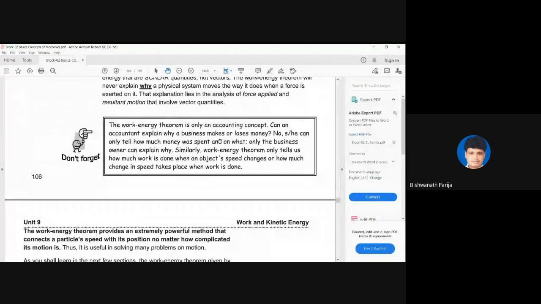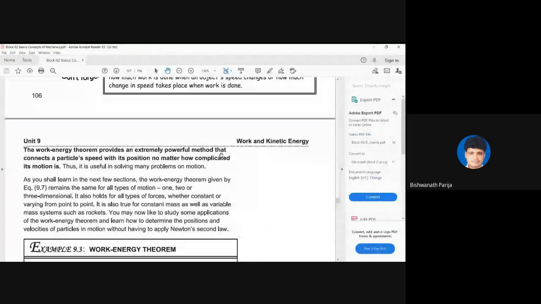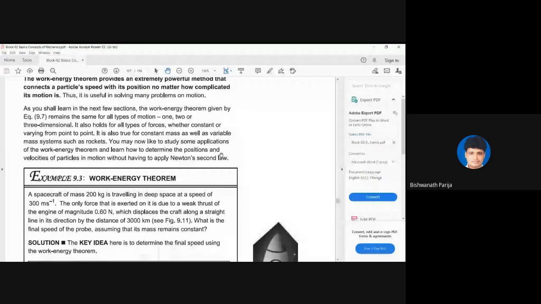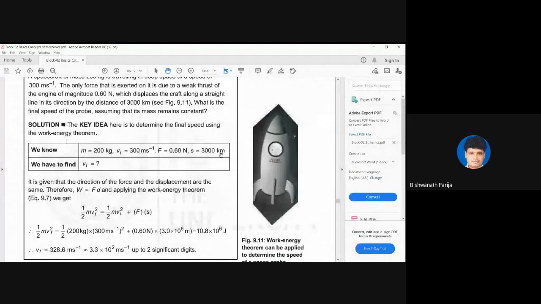So this is one of the story type. Everyone, if you read this, then your concept will be more clear about the work energy theorem. This is your work energy theorem. In the work energy theorem, many questions are given. Your work done is equal to final kinetic energy minus initial kinetic energy.